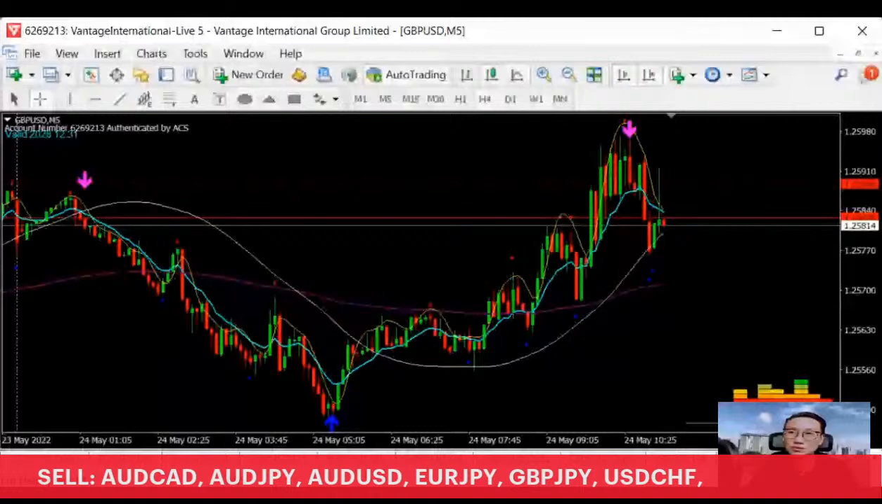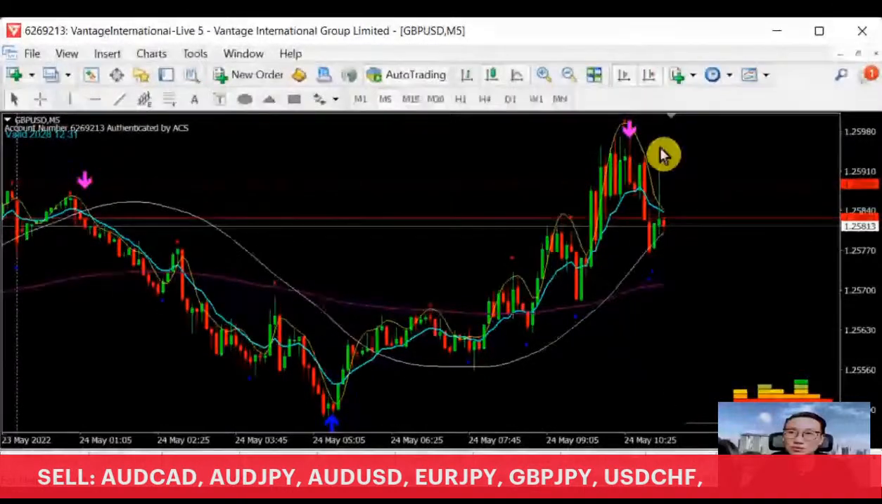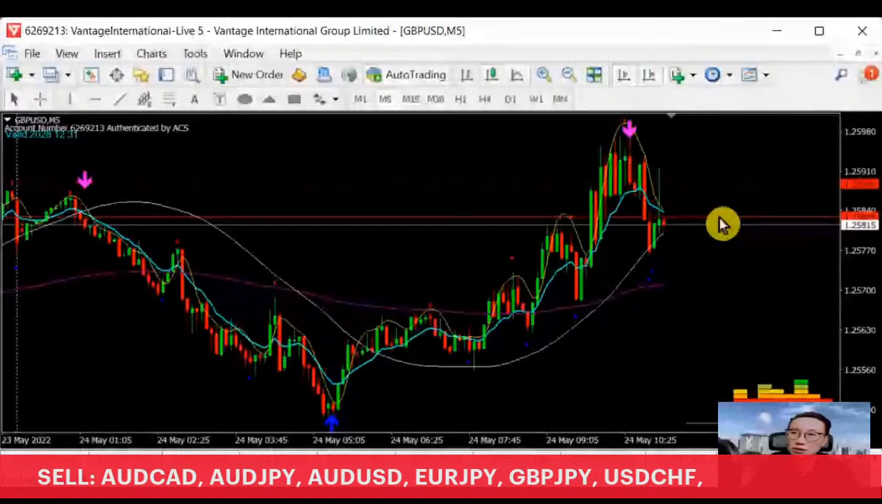Pound dollar. So pound dollar, we have a rejection here. It looks good, but it's still showing that it's respecting the support here. Pound yen over.